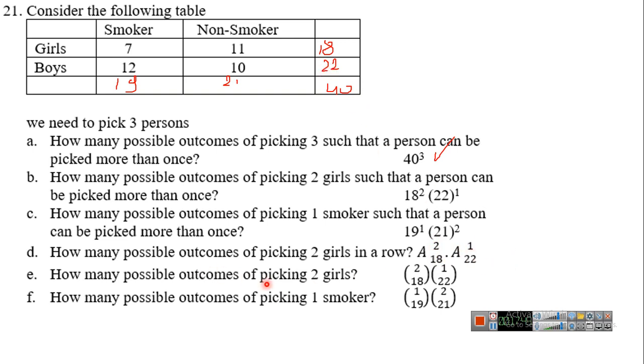How many possible of picking 2 girls? So it's a combination. I don't care about the order. 2 girls. So 2 out of 18 and remains 1 boy, 1 out of 22. How many possible outcomes of picking 1 smoker? So 1 out of 19 and the 2 will be not smoker. It's a combination, 2 out of 21.